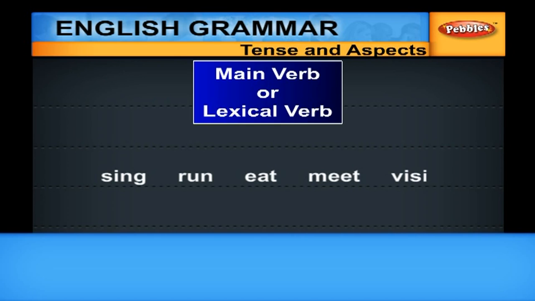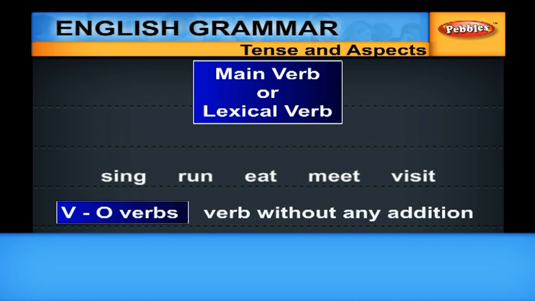Every verb has a base verb, what we call a root verb. Example: sing, run, eat, meet, and visit. Nothing is added to these verbs. We call them root verb or base verb. Shall we call them VO verbs? VO verb, verb without any addition.